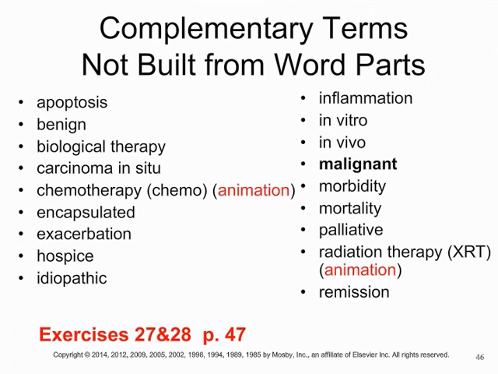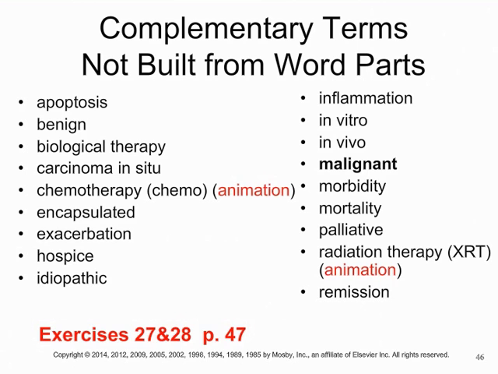Going back to another term, carcinoma in situ. Carcinoma, we learned, is a tumor that is cancerous. In situ, we haven't seen before. What that means is that it is in isolation or in one place. So a carcinoma in situ means that you do have a cancerous tumor, but it's not spread. It's staying in one spot at this point.